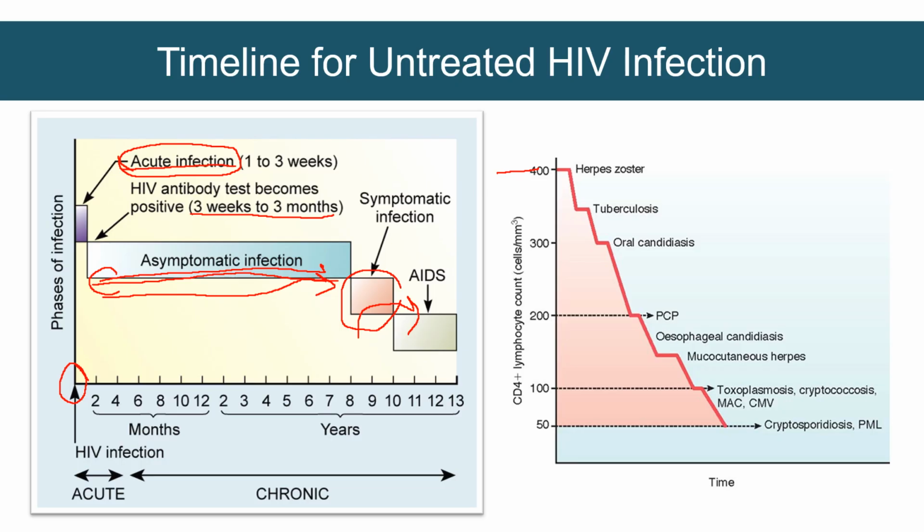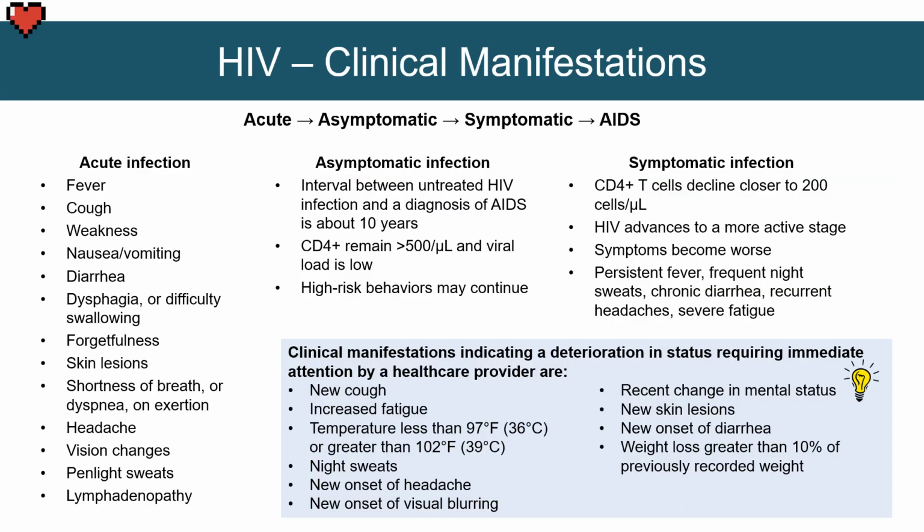So once your count goes to 400, 300, 200, this is what you start to see happening. These are the clinical manifestations of HIV through each of the 3 stages that we just talked about. During the acute infection, the signs and symptoms look similar to other viral infections, like fever, cough, weakness, nausea, vomiting, diarrhea, forgetfulness, headaches, vision changes, night sweats, and lymphadenopathy, which is enlarged lymph nodes.